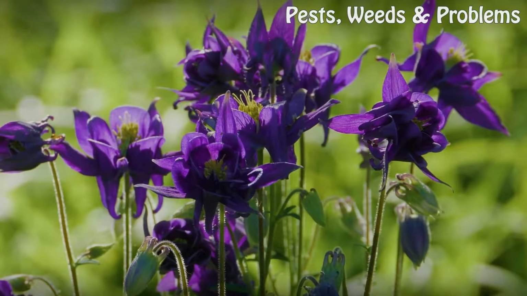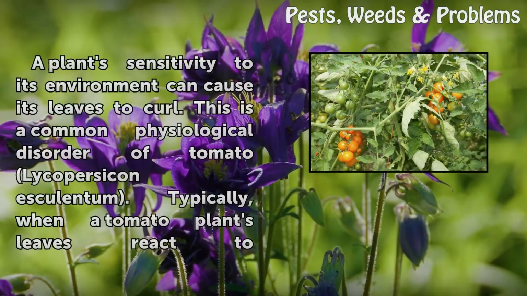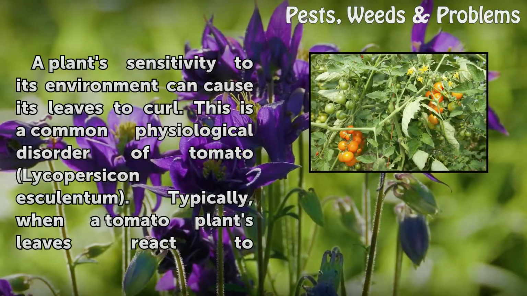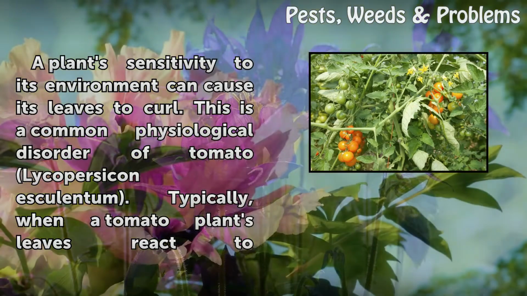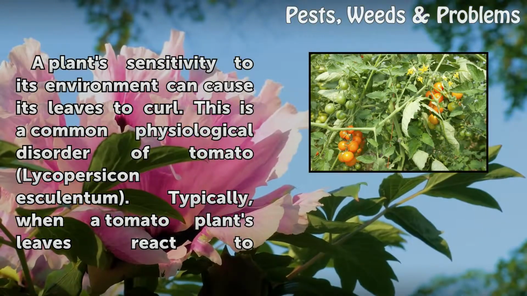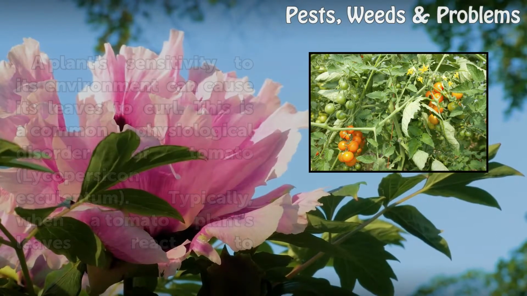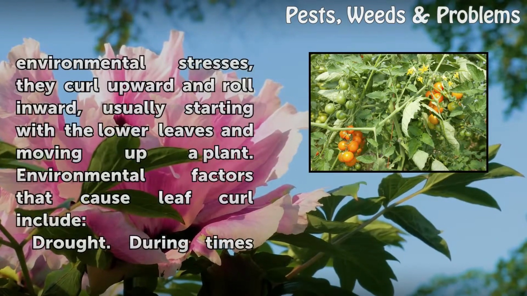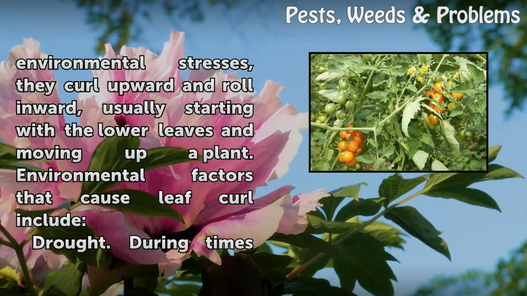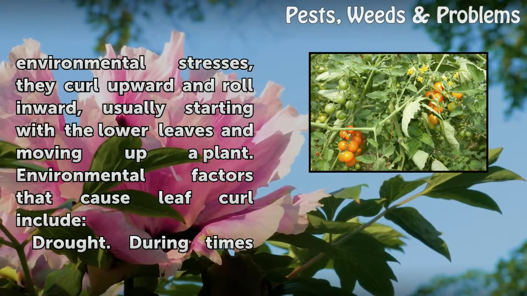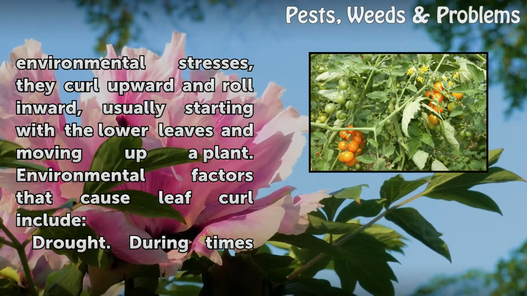Environmental. A plant's sensitivity to its environment can cause its leaves to curl. This is a common physiological disorder of tomato, Lycopersicon esculentum. Typically, when a tomato plant's leaves react to environmental stresses, they curl upward and roll inward, usually starting with the lower leaves and moving up a plant.